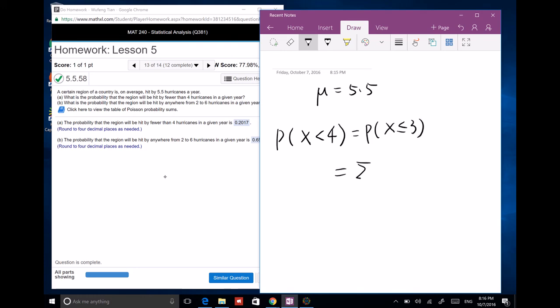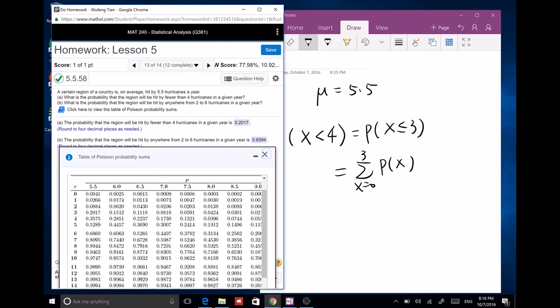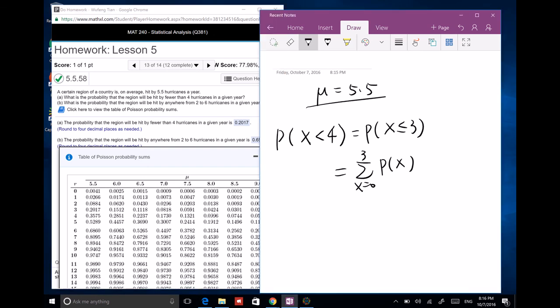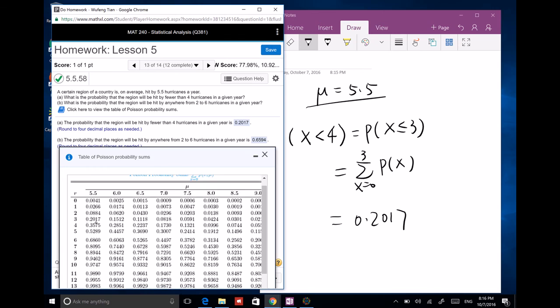So we use the table; we can find X equals 0 to 3, the accumulated probability of X. Let's use the table. We go to mu equals 5.5, the first column, and X from 0 to 3, just go to 3, which is 0.2017, because that 3 means accumulated. This distribution is the probability sum, so for accumulated from 0 to 3, you just find the number 0.2017.